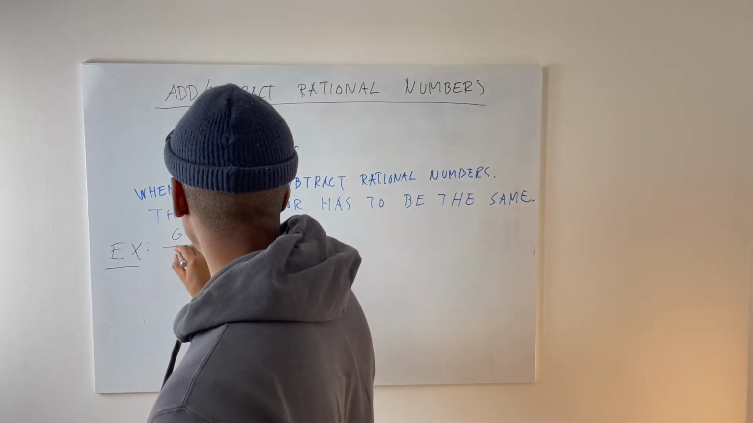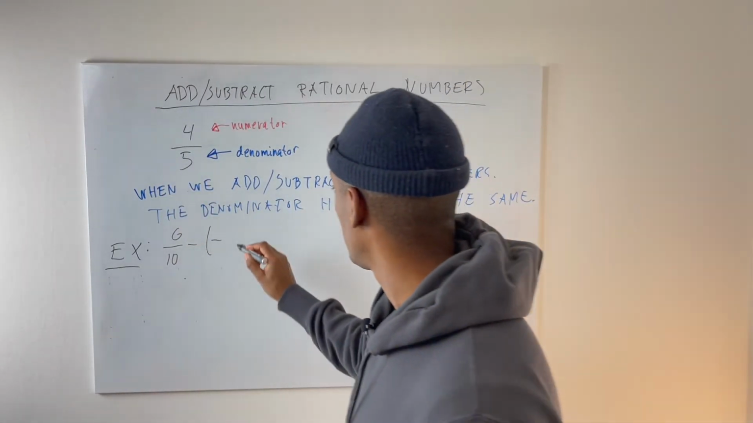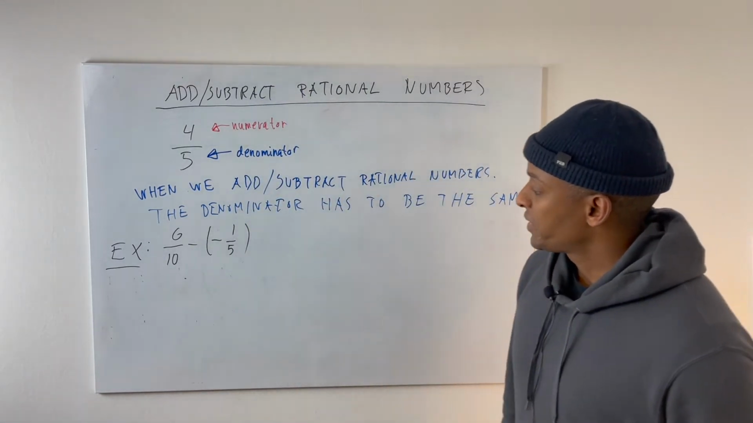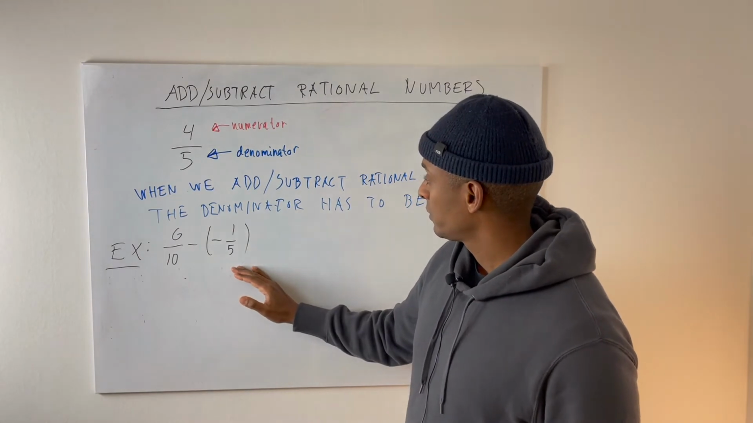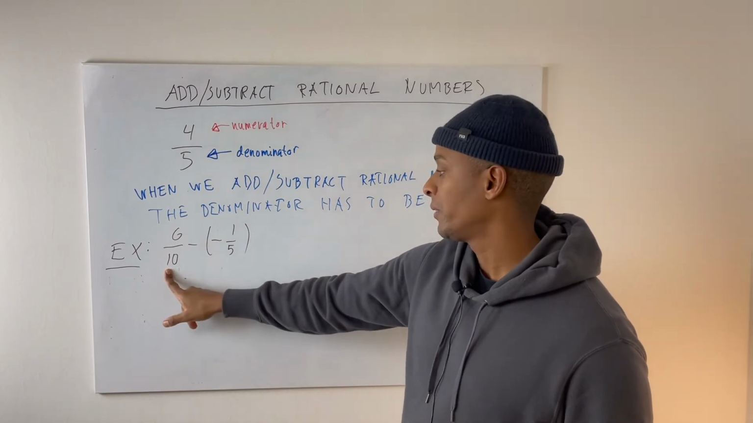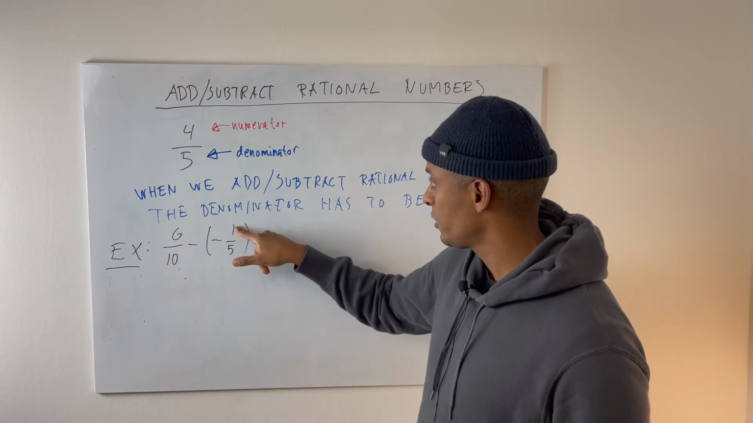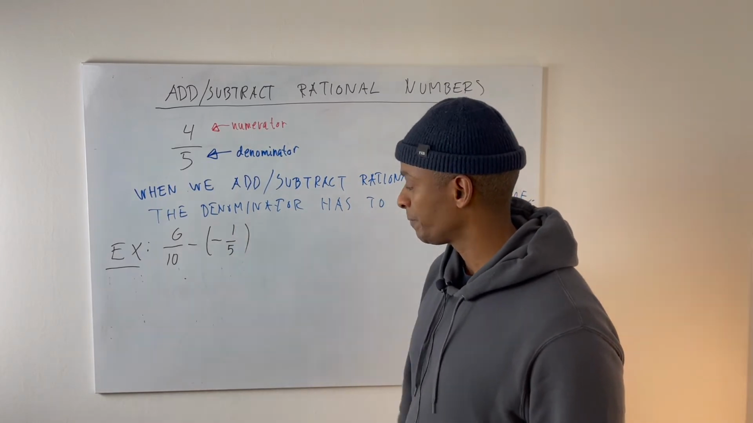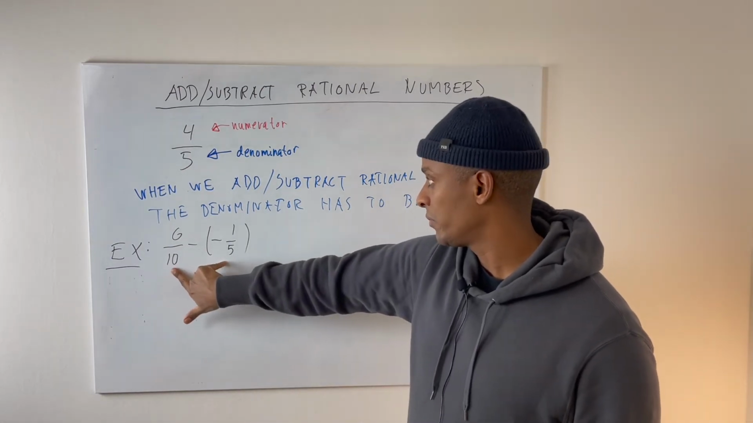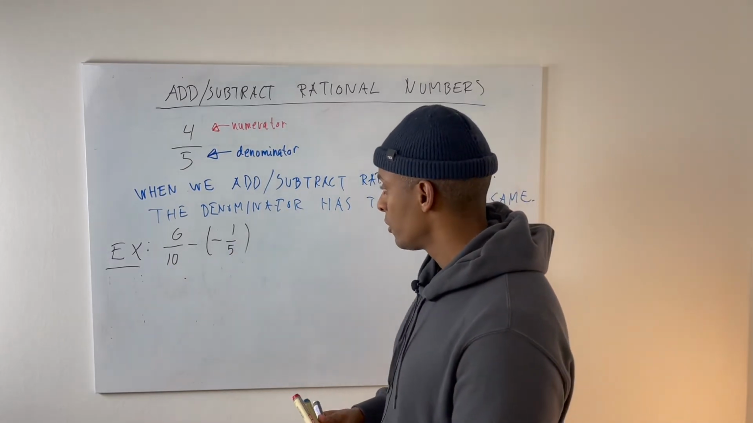Here I have 6/10 minus 1/5. We can see this is two rational numbers, right? 6 and 10, that's the numerator and the denominator of the first rational number. Here we have minus 1/5. 1 is the numerator and 5 is the denominator. Now we can see that the denominators are not the same. 10 is not the same as 5. So what do we do here?